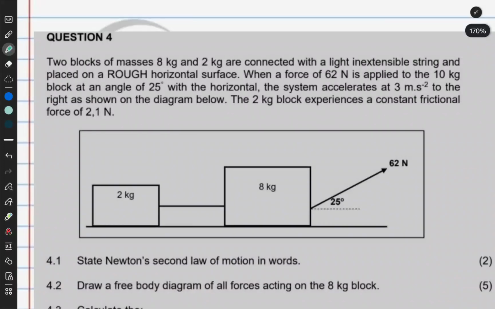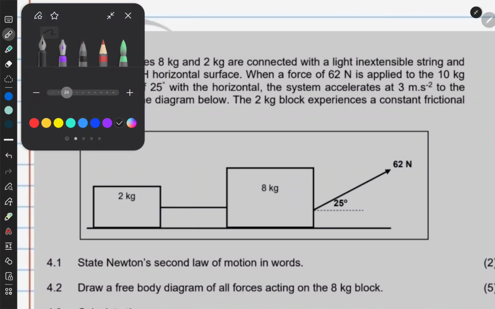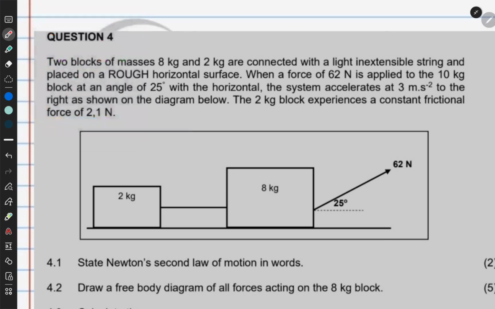So what happens is now you have this system, and then we are told, remember when you are reading these statements, you underline the keywords or the given information, right? In this case, the 8 kilograms, the forces and so on, you don't need to underline that, it's already in the diagram. But rough horizontal surface, that tells you we have friction here. And then a force of 62 newtons is being applied to the 10 kilogram block.